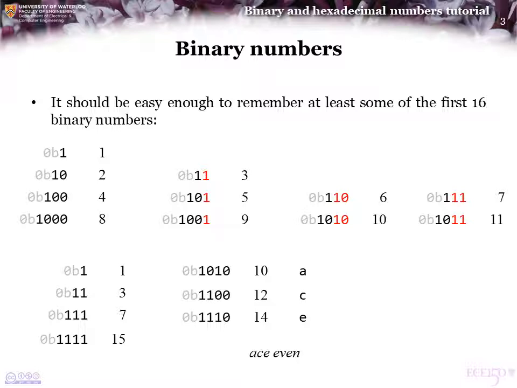So if we add 1 to each of these numbers, we get the other remaining 4-digit binary numbers. So 1011 is 11, 1101 is 13, or D, and all ones is 16 minus 1, or 15, which is also represented by the hexadecimal digit F.